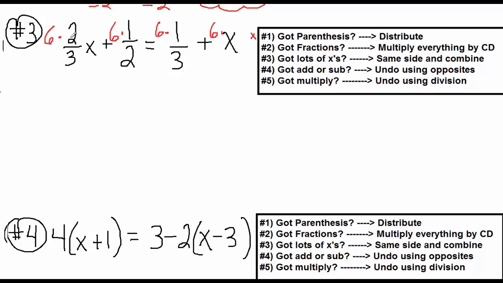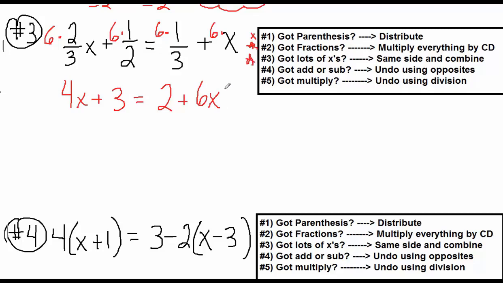6 times 2 is 12. 12 divided by 3 is 4x. Here we've got 6 times 1. That's 6. 6 divided by 2 is 3. Here I've got 6 times 1. That's 6. 6 divided by 3 is 2. And then 6 times x is 6x. Cool. Notice that all the fractions are gone.